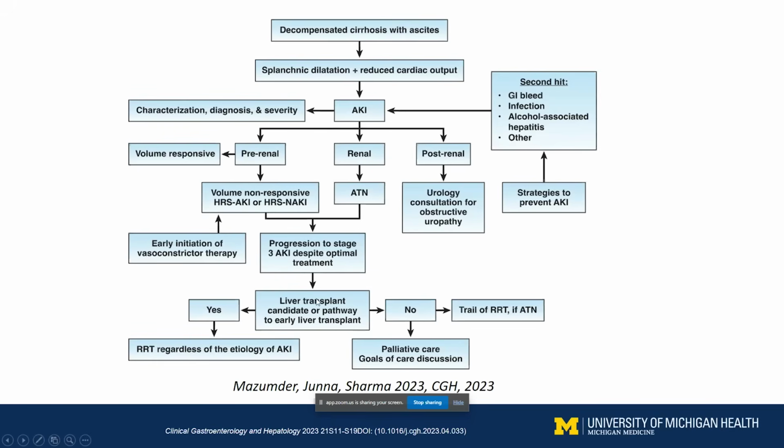These patients, if they have a pathway to liver transplant or they are liver transplant candidates, then they should get RRT or renal replacement therapy regardless of etiology of AKI. But if they are not liver transplant candidates or do not have a pathway to early transplant, then at least a trial of renal replacement therapy should be considered in patients with ATN, and there should be a palliative care consultation with goals of care discussion.